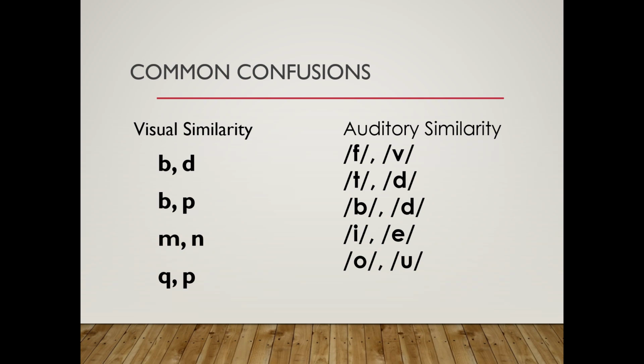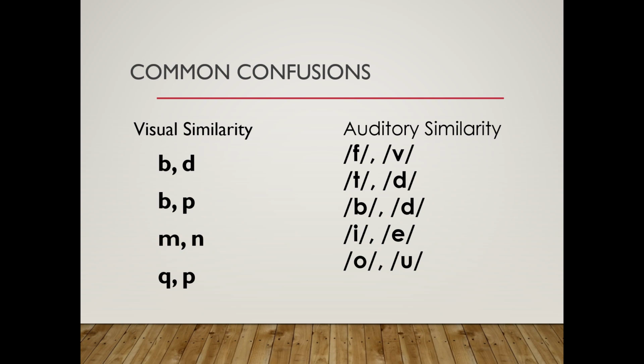Auditorily, you see those slashes around the letters mean these are the sounds. So auditorily, the F and the V sounds are very close, F and V, very, very similar. I don't know if you can tell a difference in the recording or not, but when you say a V, there should be a little bit of a resonation on your tongue. It should vibrate a little bit when you hit the V. The F does not have that vibration. So there's just a slight difference in the two.